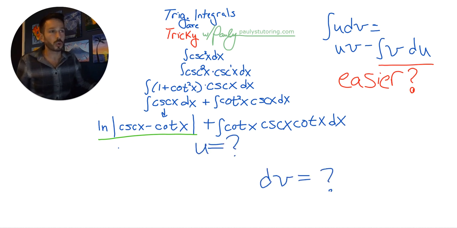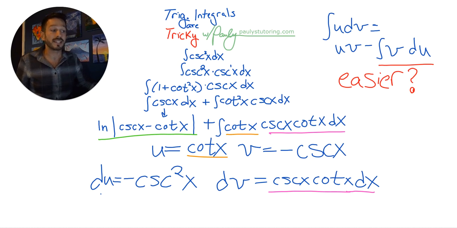So we have to make our choices for what we've been given. We have to choose u and choose dv. Well, if you choose u to be cotangent, du is negative cosecant squared. Okay? The rest of the integral in the pink must be dv. And the integral of cosecant cotangent is negative cosecant. Okay, you gotta know your trig derivatives as well, because the derivative of cosecant is negative cosecant cotangent.